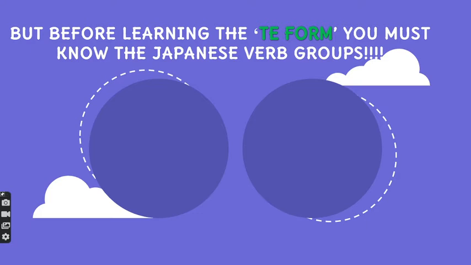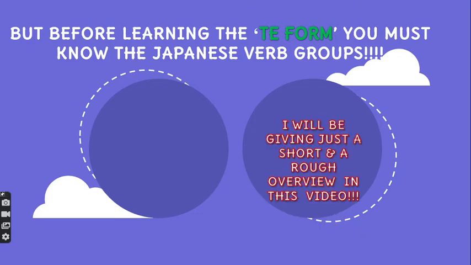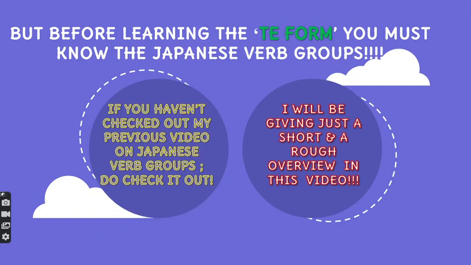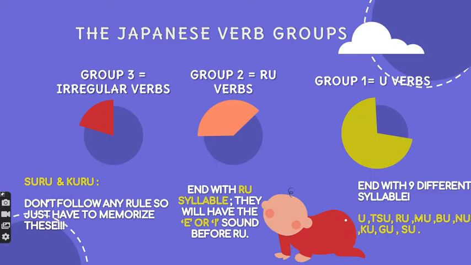Okay, but before learning the te form, you must know the Japanese verb groups, okay? I will be giving you just a short and rough overview of verb groups in this video, assuming that you've already learned the 3 Japanese verb groups. In case you haven't, you can check out my previous video on the Japanese verb groups. I have given a detailed explanation there, but if you already know it, you don't need to watch that because I'm going to roughly review it.